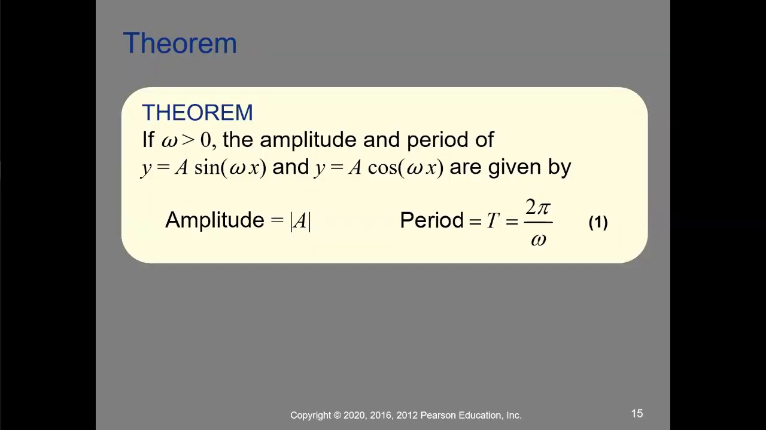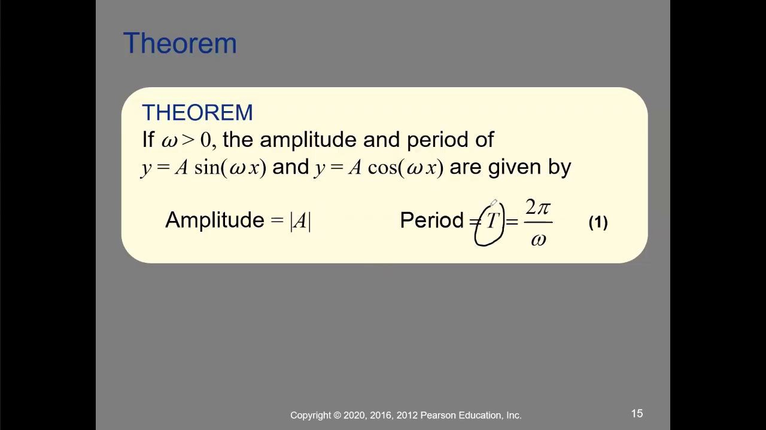Okay, and that brings us to this theorem here. And the theorem says that we want to start with omega greater than 0, but we can always make that happen with the even or odd properties. And if we have a number in front and then a number multiplier on the inside here, we're going to take the absolute value. Remember, that could be negative. So you still want to multiply by the negative when you're changing your y coordinate. But if you're calculating the amplitude, just give the absolute value. That tells you how high and how low the graph goes.